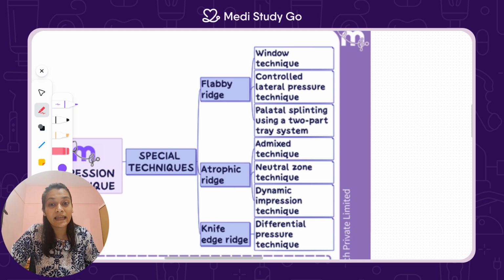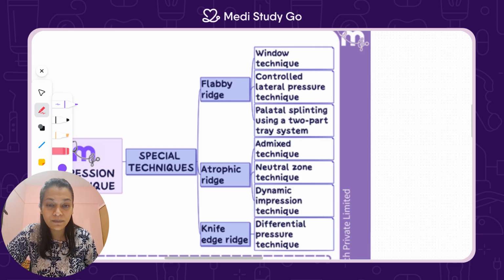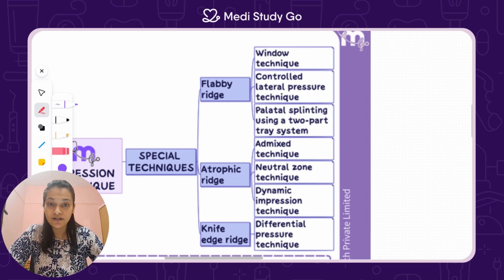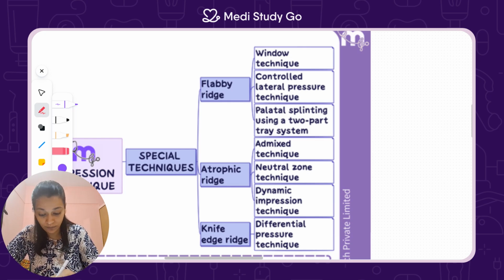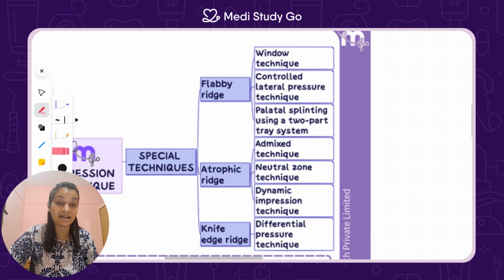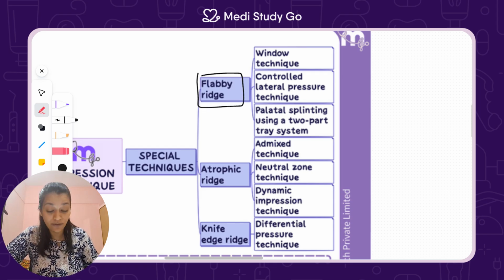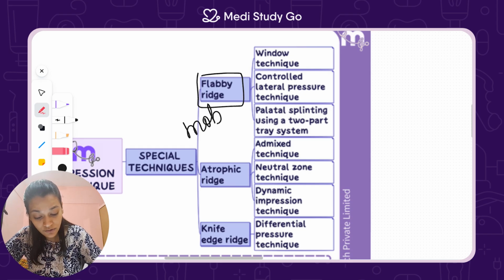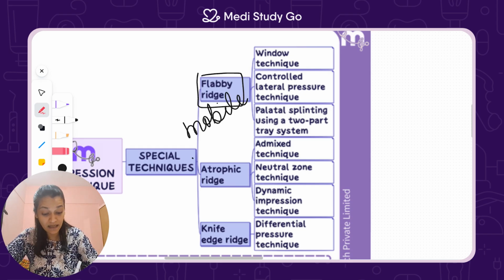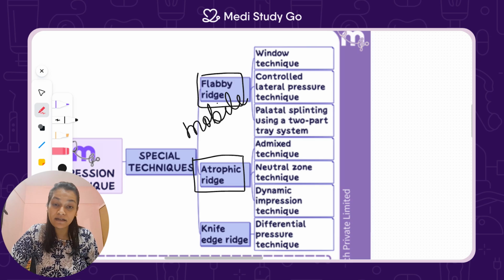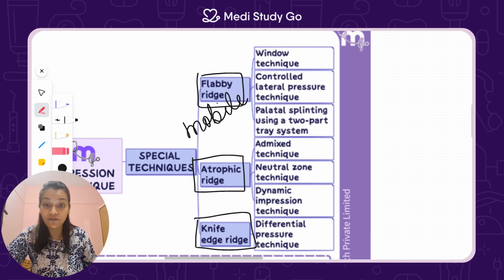Now, coming to a very important aspect of impression techniques, we all know the border molding and the final impression, the selective pressure technique. But what if the denture bearing area's condition is not that great? What will you do? That brings us to the next thing, that is the special technique. So there can be 3 types. There can either be flabby ridge, which means that the tissues are mobile. There can be atrophic ridge, which can be anticipated if it is a long-standing edentulism case. And it can be a knife edge ridge.